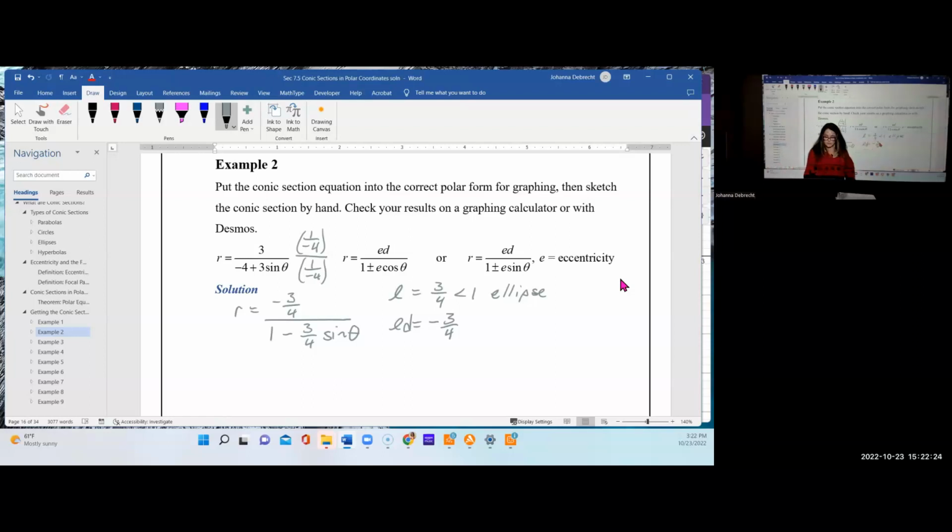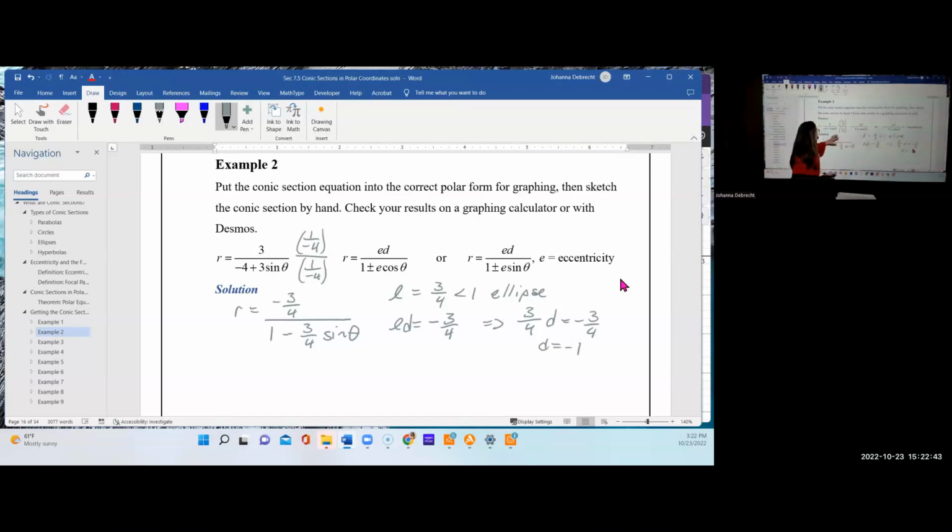I know the eccentricity is 3/4. So I have 3/4 times d equal negative 3/4. So d must equal negative 1. So the distance from the focus point to the directrix line closest to it is 1.